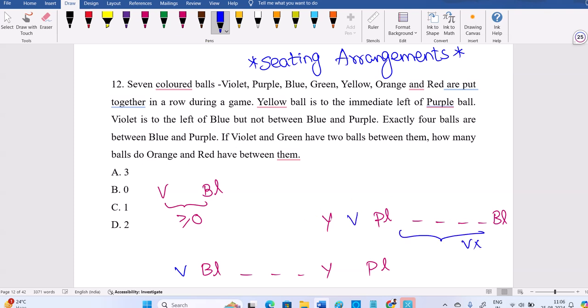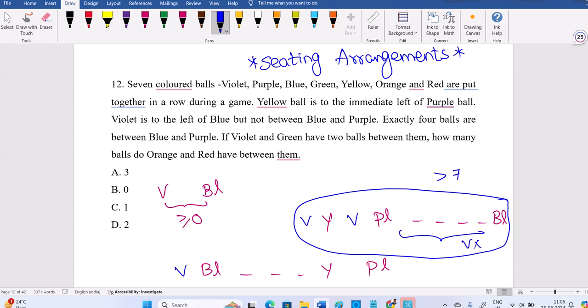And if I put it here or here, then more than 7 will come. Here, greater than 7 arrangement will come, but we want only 7 balls. So that's the issue. I hope you understand this.